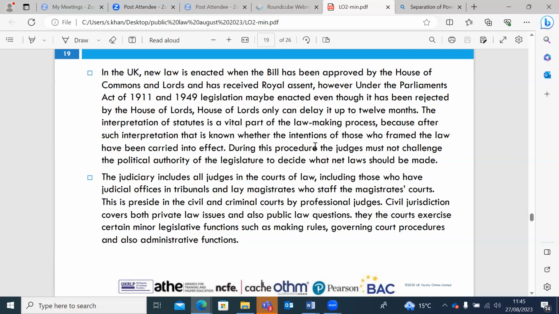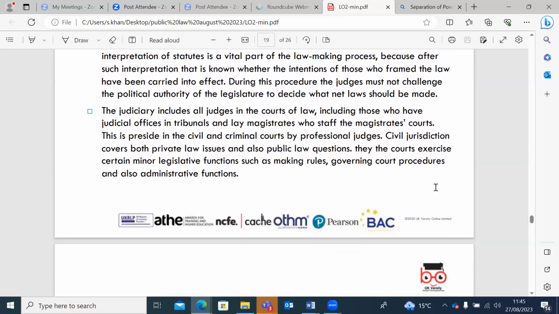The interpretation of statutes is a vital part of the lawmaking process, because after such interpretation it is known whether the intentions of those who framed the law have been carried into effect. During this procedure, the judges must not challenge the political authority of the legislature to decide what new laws should be made. The judiciary include all judges in the courts of law, including those who have judicial offices in tribunals and lay magistrates who staff the magistrates' court.